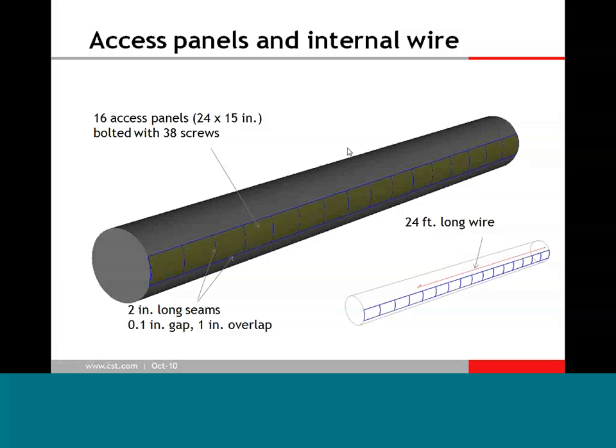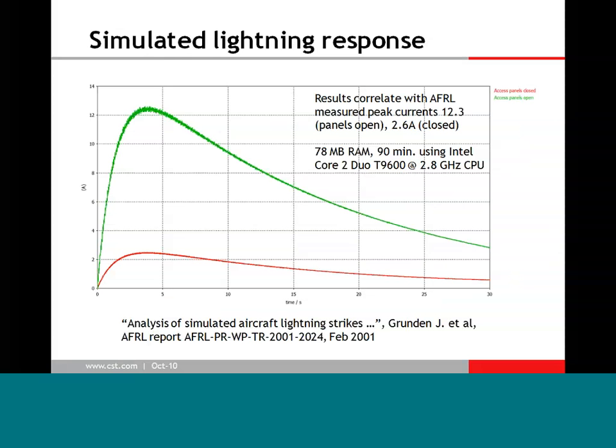There are 16 in total. In order to model the diffusion or the coupling to the seams around those panels, we use the compact joint model, and we can specify the gap width, the overlap, and the material conductivity in those joints using this equivalent model. And then inside the cylinder, you can see we have a 24-foot long wire, and we're interested in the current that is developed on that wire.